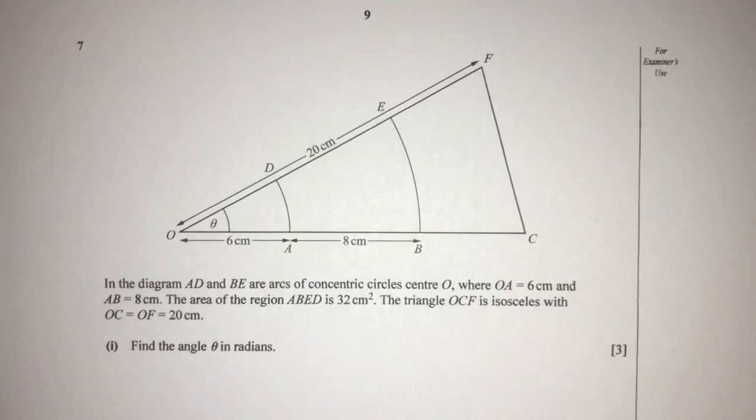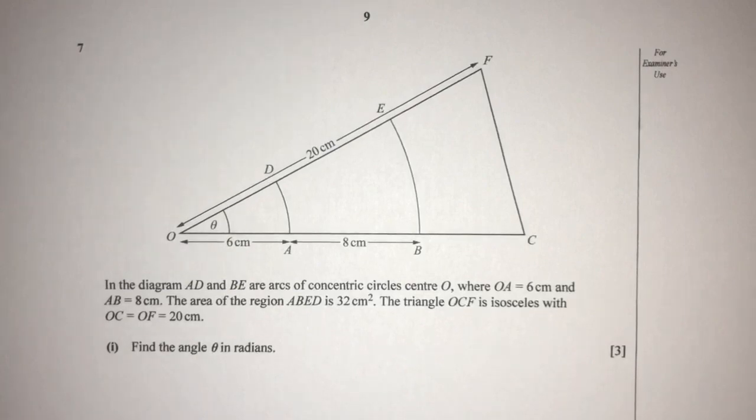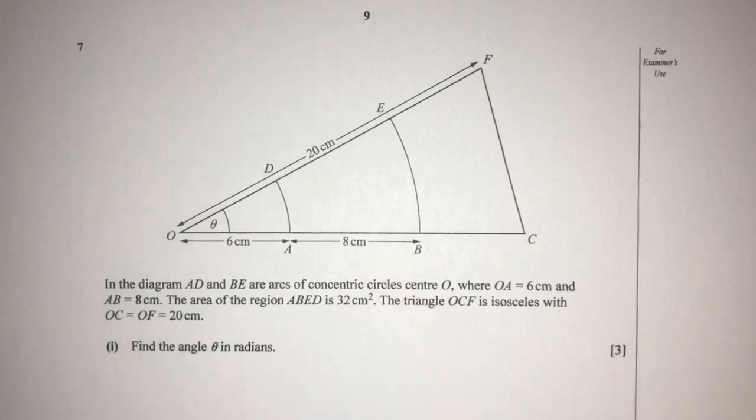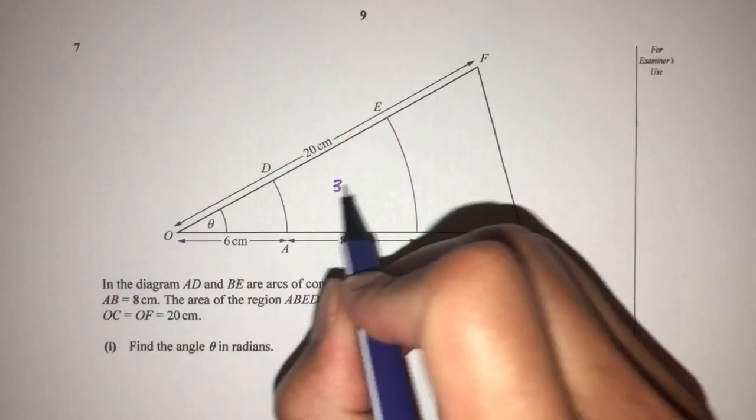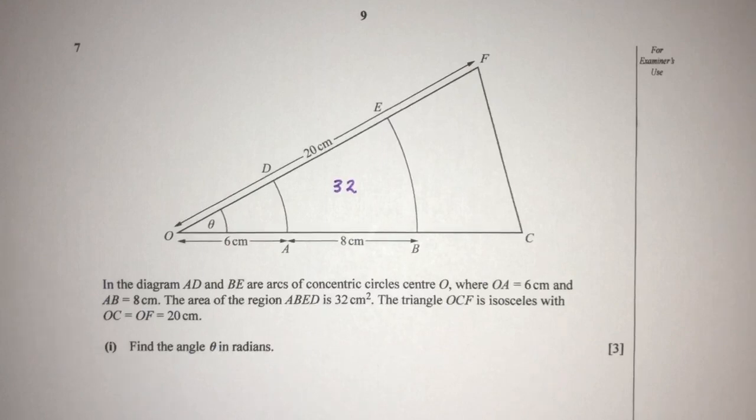Let's move on to question number 7. In the diagram, AB and BC are arcs of concentric circles with center O. Okay. Now, OA is given to you as 6 and AB is given as 8. Okay. Now, the area of the region ABED is 32. So ABED, this one, is 32 for the area of that region.